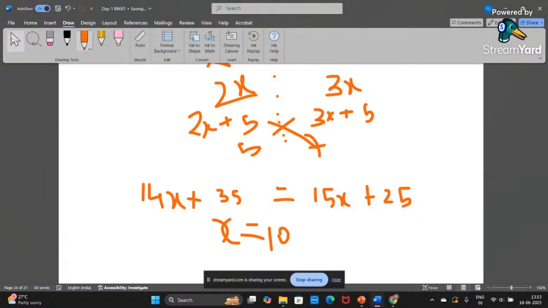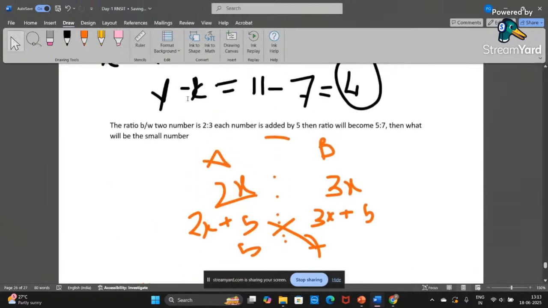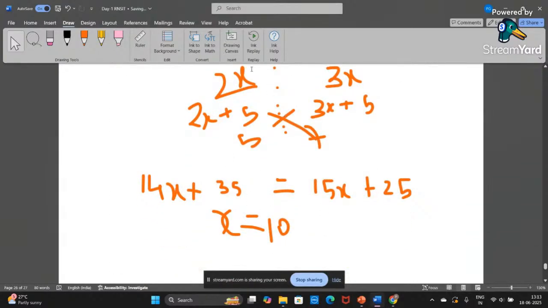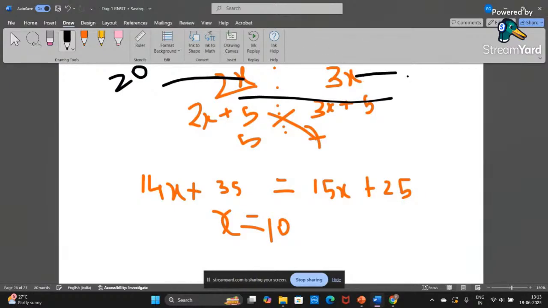Now what you have to find out, among these two ratio terms, which one is the smallest one? We got the x value. We have to substitute in 2x and 3x. When you substitute for 2x, it will become 20. When you substitute for 3x, it will become 30. Among these two, which is the smallest one? 20 is the smallest one. So 20 is the answer.